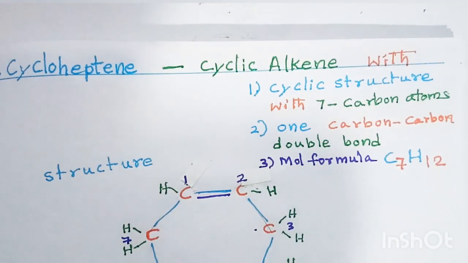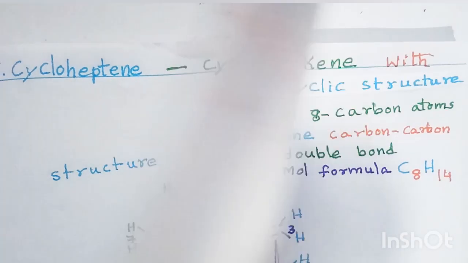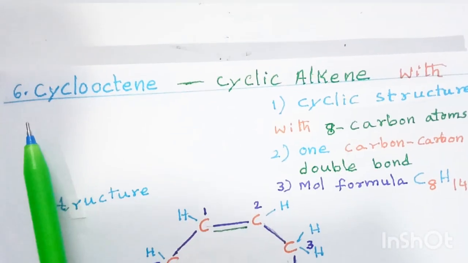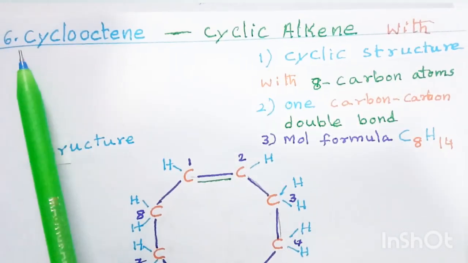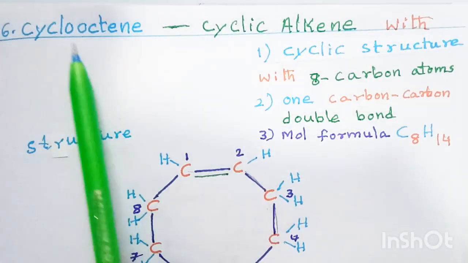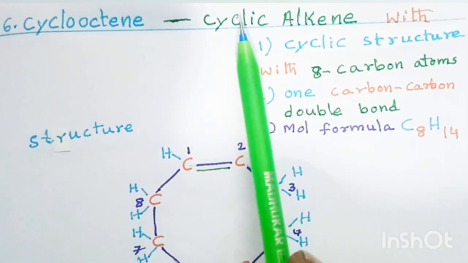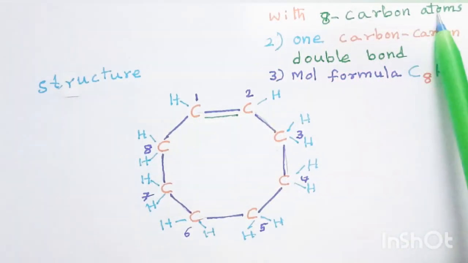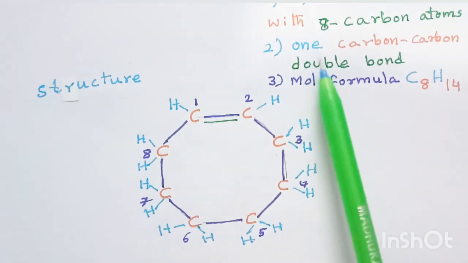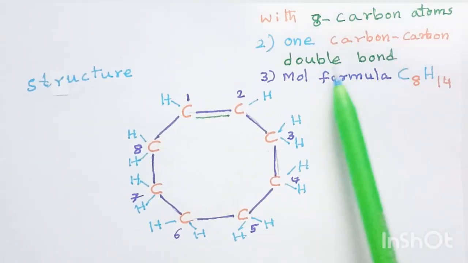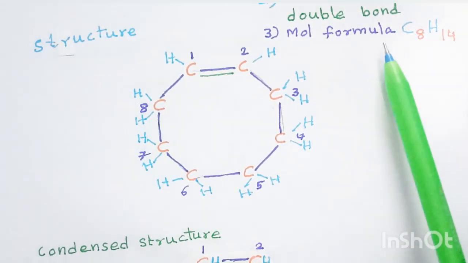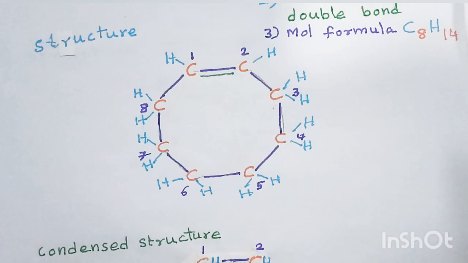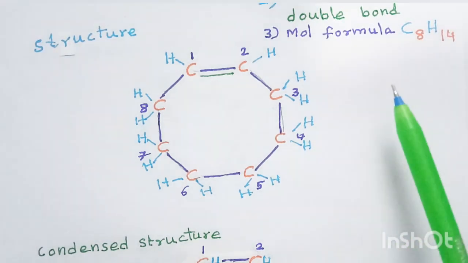Let us see cyclic alkene with 8 carbon atoms. The cyclic alkene with 8 carbon atoms is called cyclooctene. Oct stands for 8. Cyclooctene is a cyclic alkene with cyclic structure with 8 carbon atoms and one double bond between 2 carbon atoms. And its molecular formula, by now you should be able to tell the molecular formula. It is C8 and double the number of 8 is 16, minus 2 is 14. C8H14.